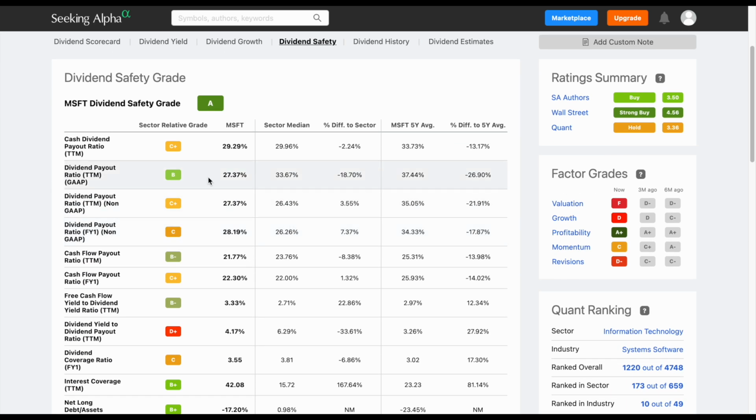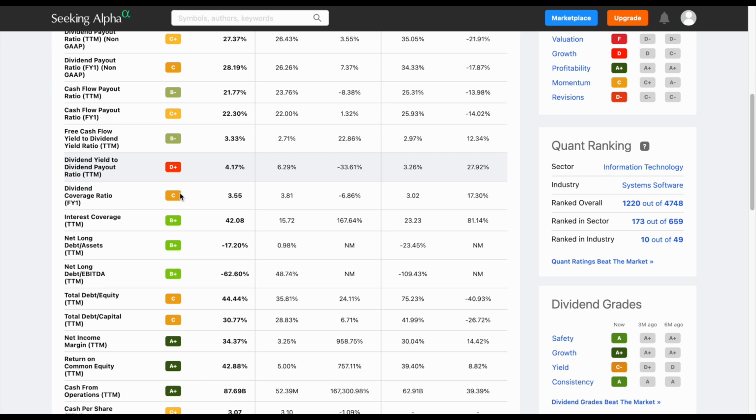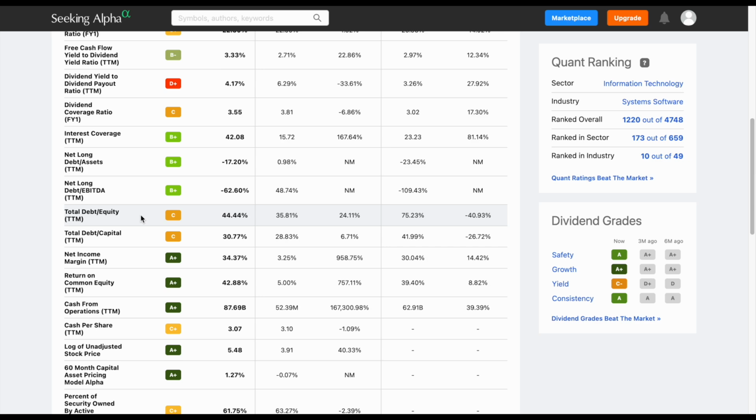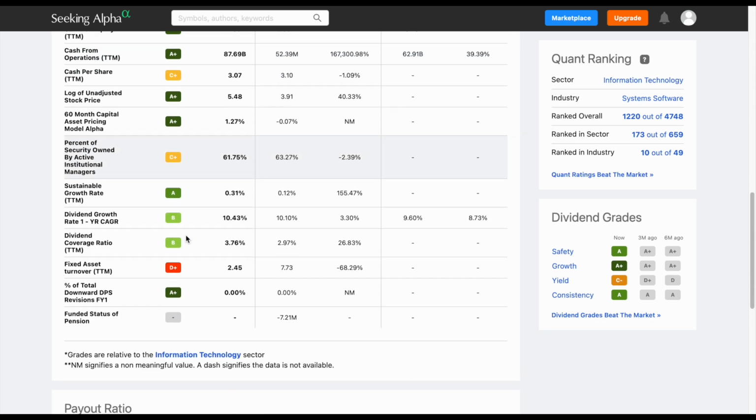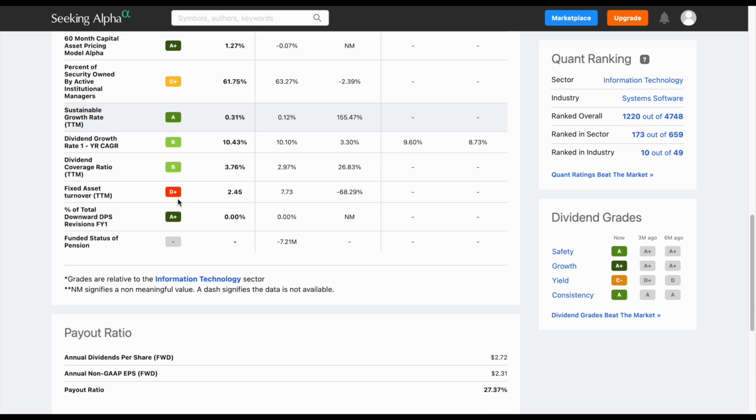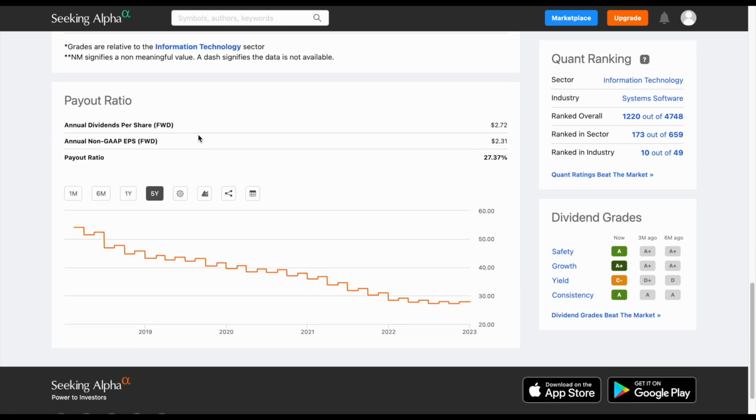So we're going to be able to see things like our cash dividend payout ratio, our dividend payout ratio for the trailing 12 months. And again, just a lot of really important metrics here. We have things like our total debt to equity, cash from operations, cash per share. If we scroll down, we can see sustainable growth rates right here, and a little bit more in depth with their payout ratio and a visualization to go along with that.